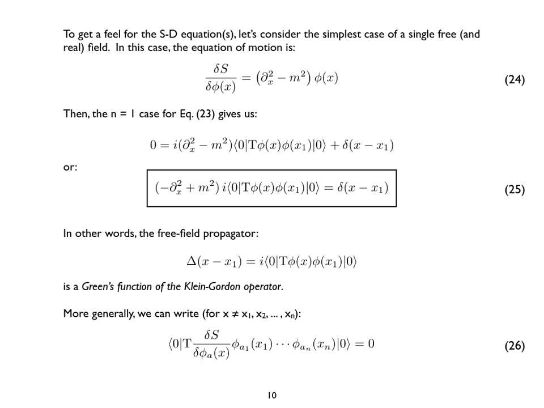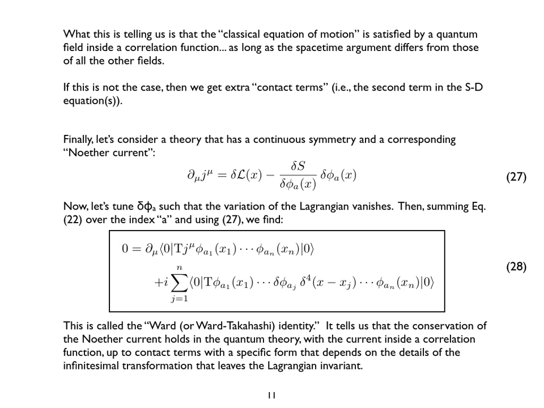So let's go back and look at the statement that I wrote, which I can't believe I wrote. What this is telling us is that the classical equation of motion, the Klein-Gordon equation of motion, is satisfied by a quantum field inside a correlation function as long as the space-time argument differs from those of all the other fields. Okay? If this isn't the case, then we get those extra terms, right? We get that second part of the Dyson-Schwinger equation, those other terms. Okay?